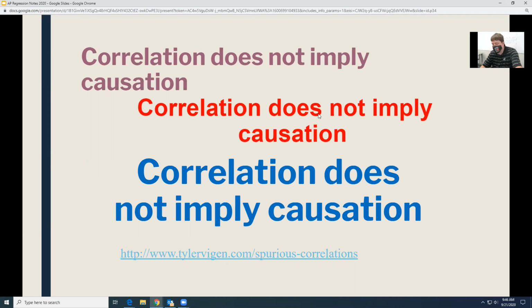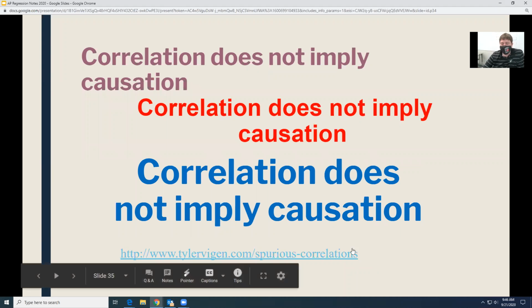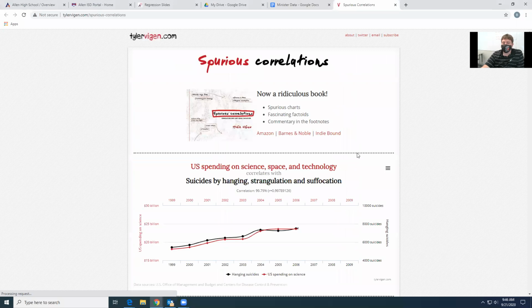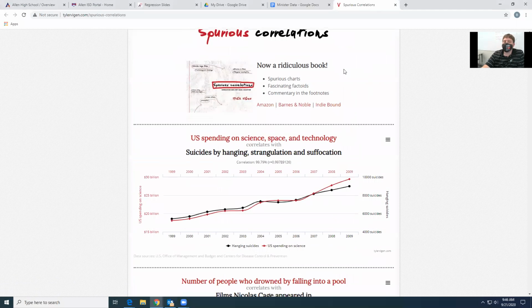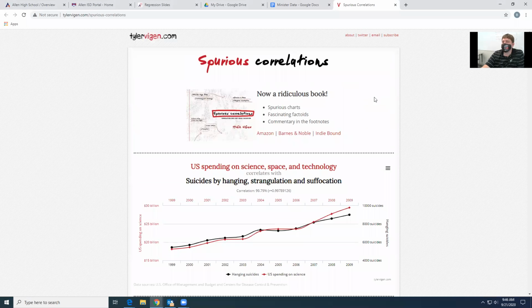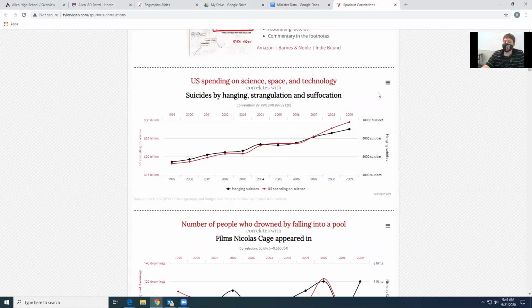If you have free time one time and you're finding any of this stuff to be of interest to you, you could click on this link later. We'll go through a couple of them, but not all of them. And it shows you a lot of correlations that are very strong but have nothing to do with each other. So for example, spending on science, space, and technology in the United States correlates strongly with suicides by hanging, strangulation, and suffocation.